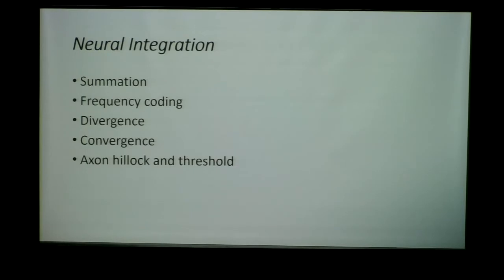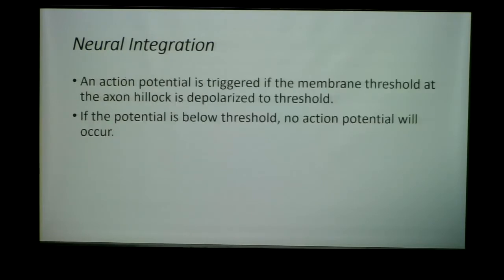We introduced this concept before, this ability of synapses to sum either in space or in time. We're going to talk about frequency coding, which I kind of talked about earlier, right? Regulating or influencing the different stimuli using different frequencies of action potentials. We're going to speak about divergence and convergence, which are different anatomical arrangements of neurons. And then we're going to speak about the axon hillock a little bit as well.